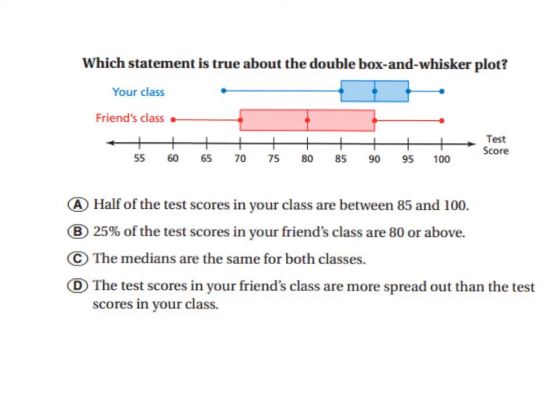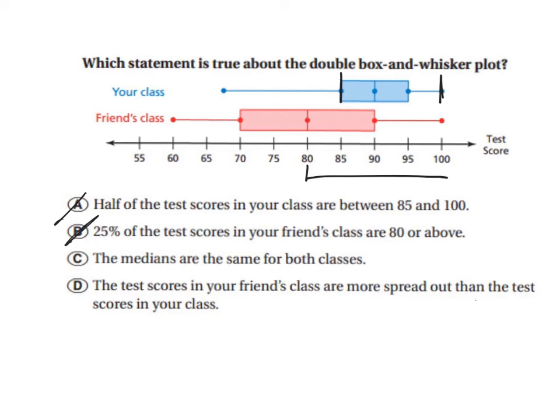Okay, which statement is true about the double box and whisker plot? Half of the test scores in your class are between 85 and 100. So if I look where 85 is, this is your class to 100. There are 3 sections there. So that's not half. 25% of the test scores in your friend's class are 80 or above. So here's 80. Nope, there's 2, so that's 50%, so it can't be that one.